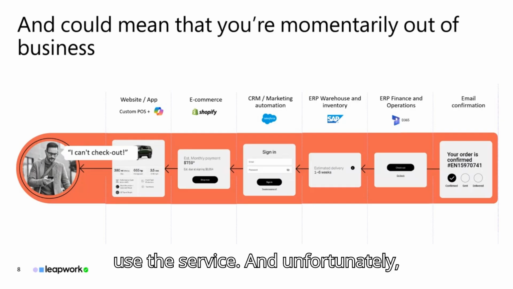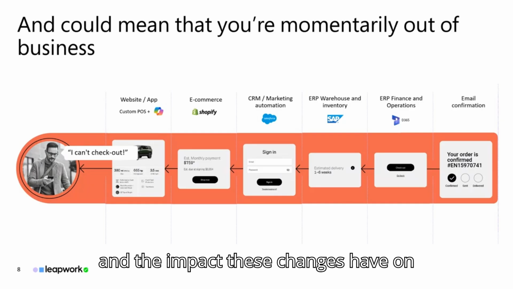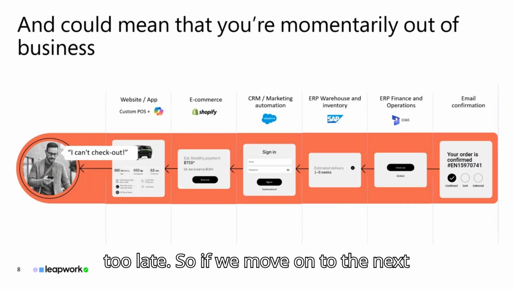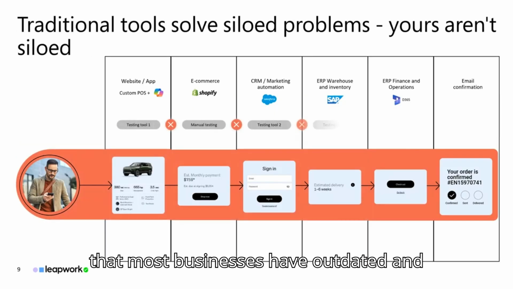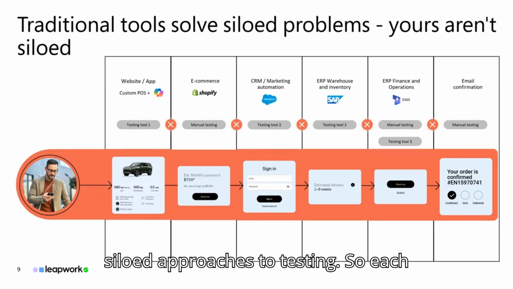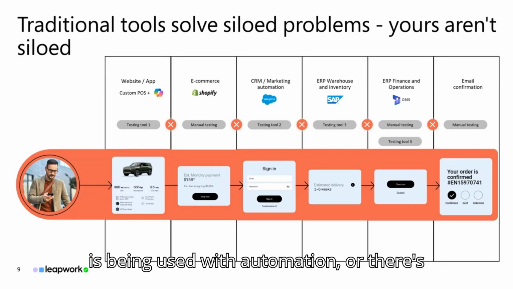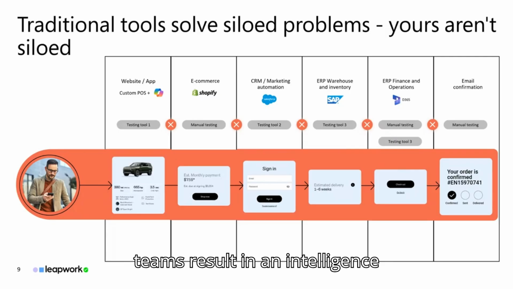And unfortunately, organizations almost never understand the connection between the changes they make and the impact these changes have on customer experience and business performance, pretty much until it's too late. So if we move on to the next slide, the reason why this happens is that most businesses have outdated and siloed approaches to testing. Each solution has either a point solution that is being used with automation, or there's still some manual testing being done. And these disconnected tools and teams result in an intelligence gap.